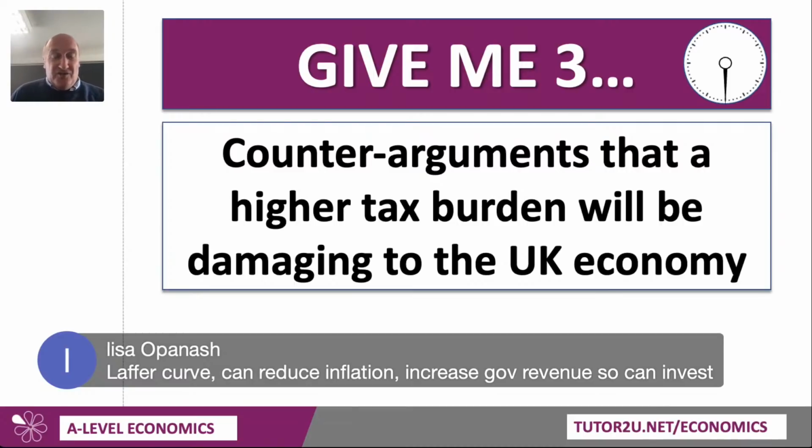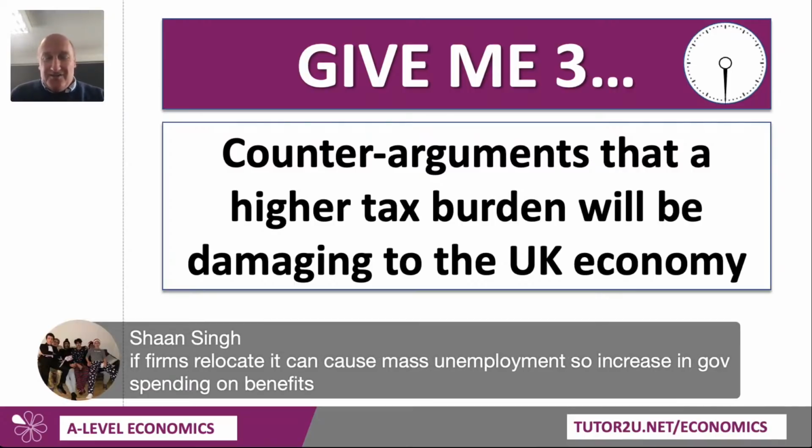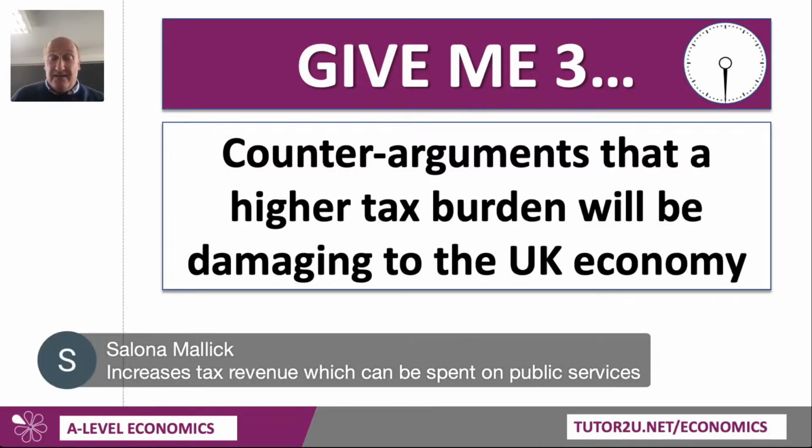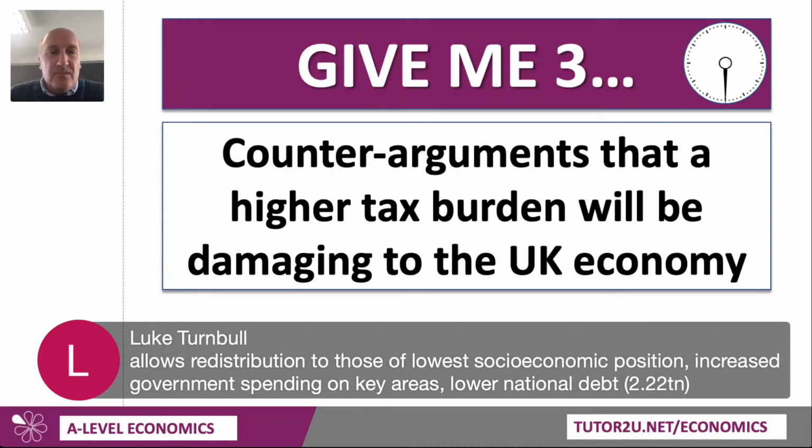Lisa: Laffer curve, can reduce inflation, increase government revenue. Three nice points there. I'm conscious you're typing like the wind in 30 seconds, so you don't have to flesh out the chains of reasoning. There's one from Sean: if firms relocate, I think Sean's referring to TNCs and MNCs, it can cause higher unemployment, so an increase in government spending. Absolutely right, so the danger. Actually, that was an argument for the first one, wasn't it? And then he comes back talking about the extra revenue being spent on public services.